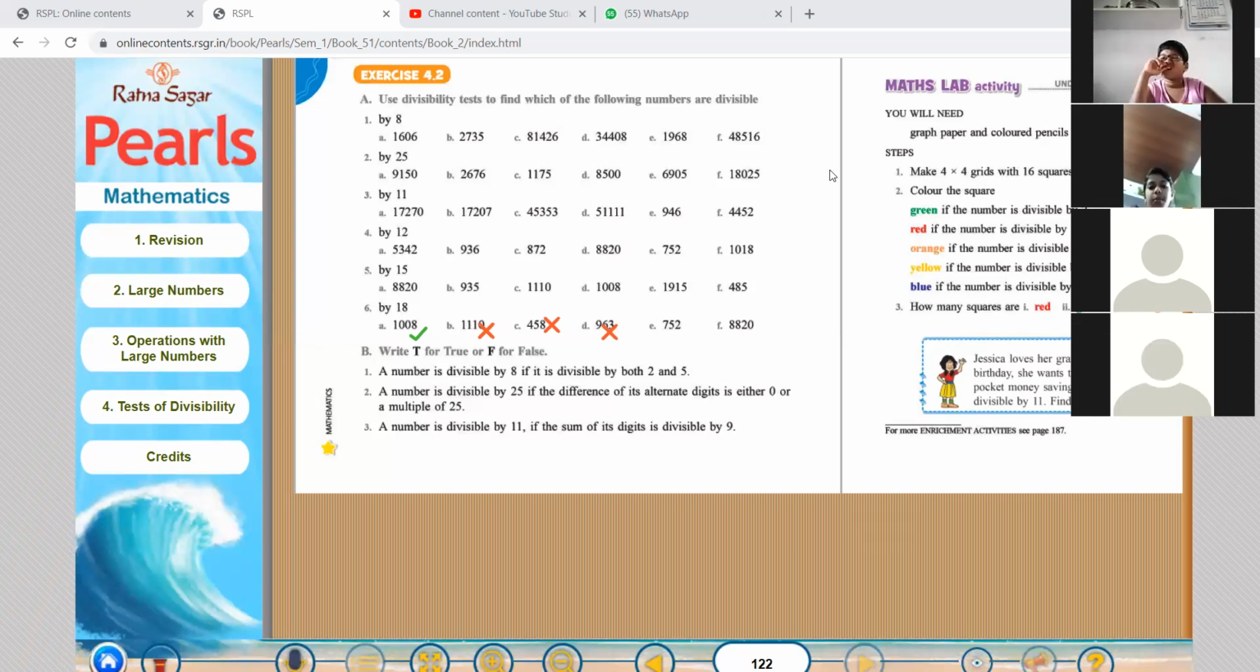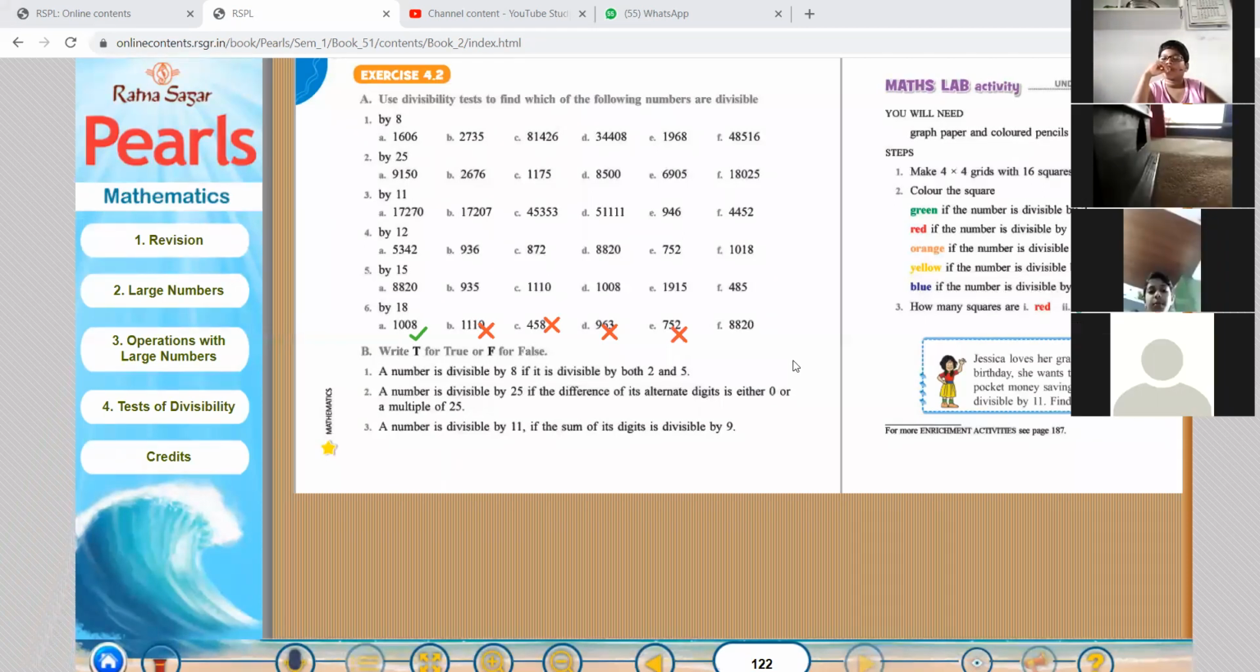Hence, we can say that the number 752 is not divisible by 18, because it is not divisible by 9. And so we can say that it is not divisible by 18.